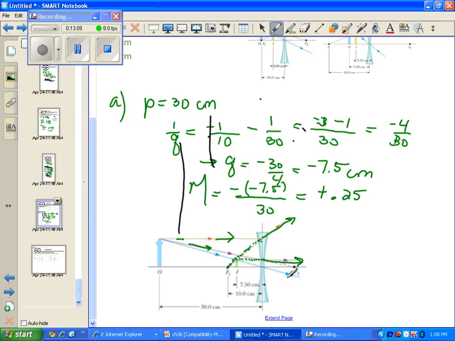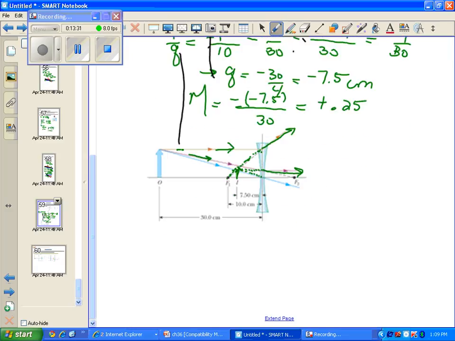The third one through the center backtraces here, and so you can see our image is right over here. It has all the properties we stated. It is virtual. It's on the same side as the object. It's reduced, 0.25, and it's upright, positive. M is positive.